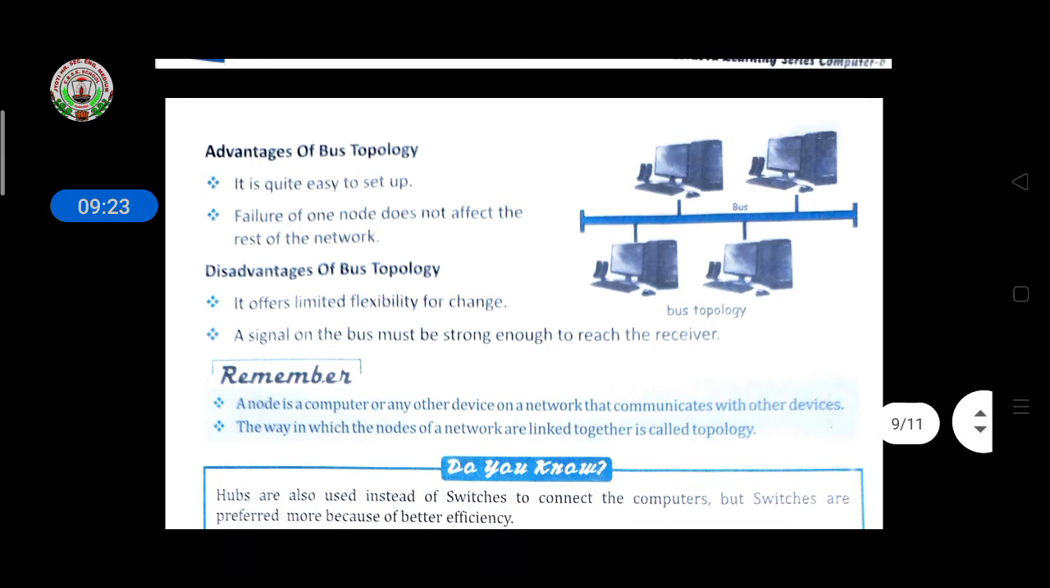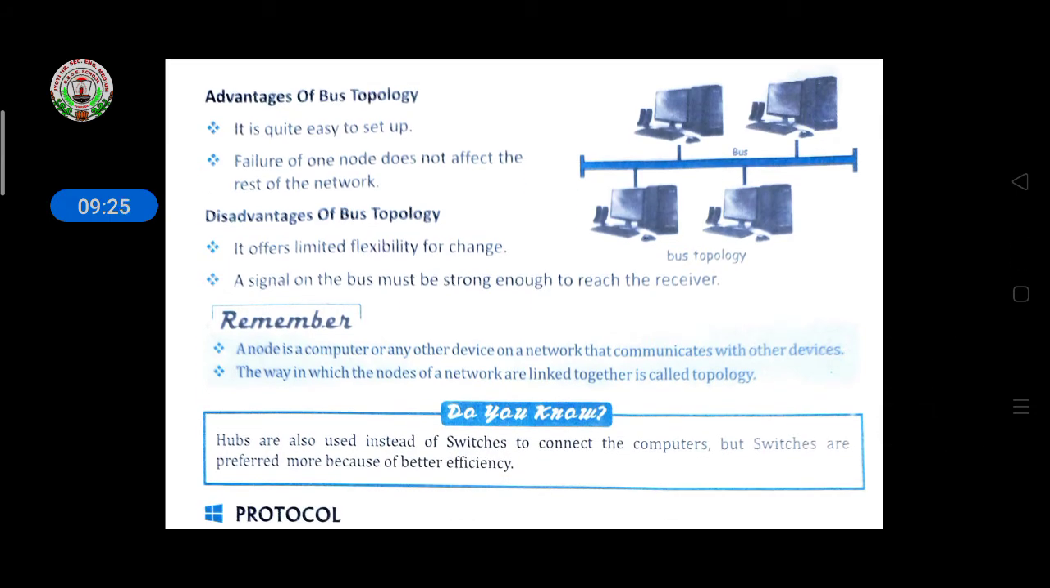And then the disadvantages: it offers limited flexibility of change, and the signal must be strong enough to reach the receiver.